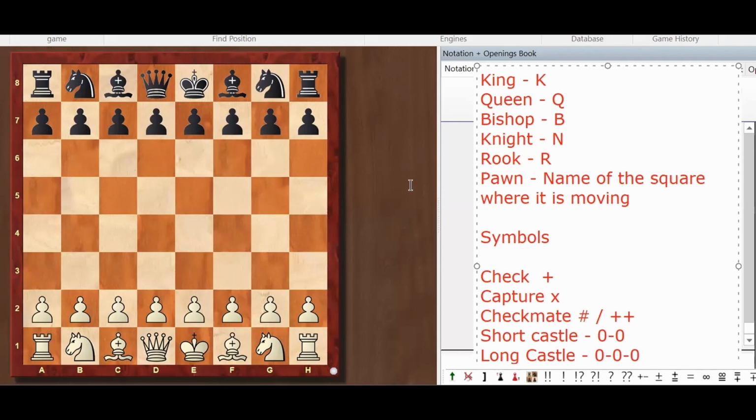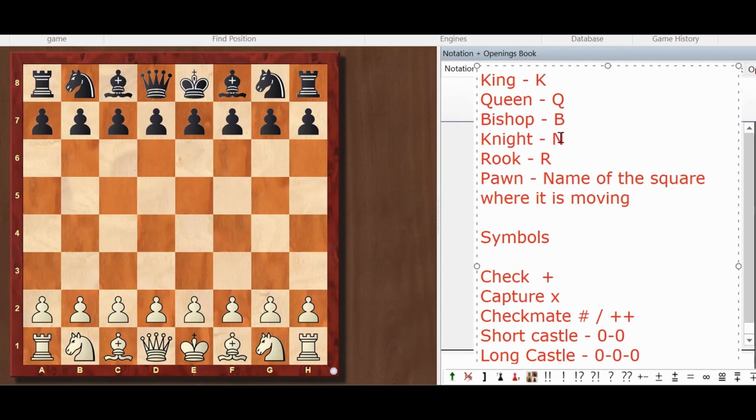So now that we have learned the names of the squares and how to find them, we'll learn to remember this basic notation. These are the names of the pieces. The king is denoted by K in algebraic chess notation. The queen is Q. The bishop is B. The knight is N. A lot of times people get confused between the king and the knight.